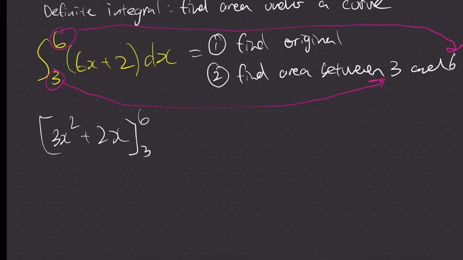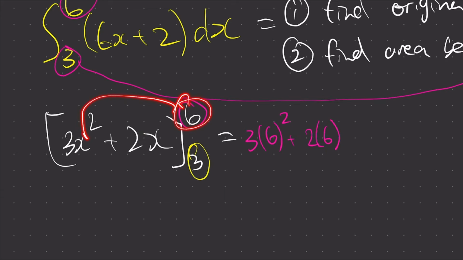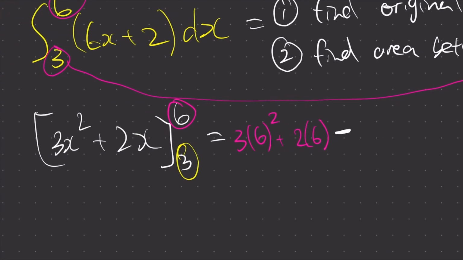So what is this used for? This is used to finish the question. To finish, you need to substitute these numbers into here and do subtraction. I'll show you. Let's do this in pink, and let's put this as yellow. First substitute 6 into x. So you have 3 times 6 squared plus 2 times 6, like this. Then I need to subtract the yellow part, which is substitute 3 into x.